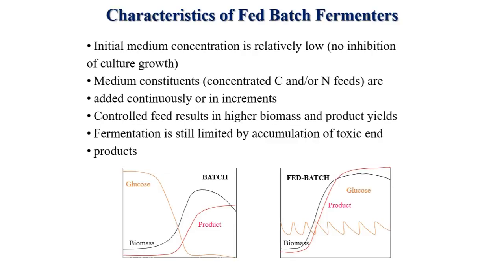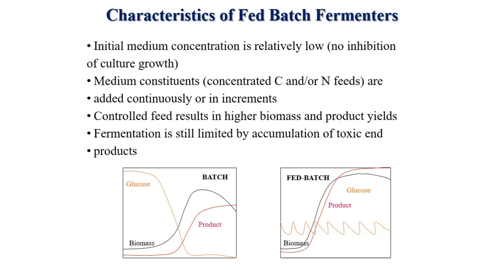And in this fed batch fermentation process, I will go through the characteristics of fed batch fermentation. The initial medium concentration is relatively low, so there is no inhibition of cell culture growth. The medium constituents, the concentrated carbon nitrogen feeds, are added continuously in increments. Maybe sequentially you can add the carbon nitrogen feeds in a concentrated manner, and controlled feeding results in higher biomass or product yields. Fermentation is still limited by accumulation of toxic end products.